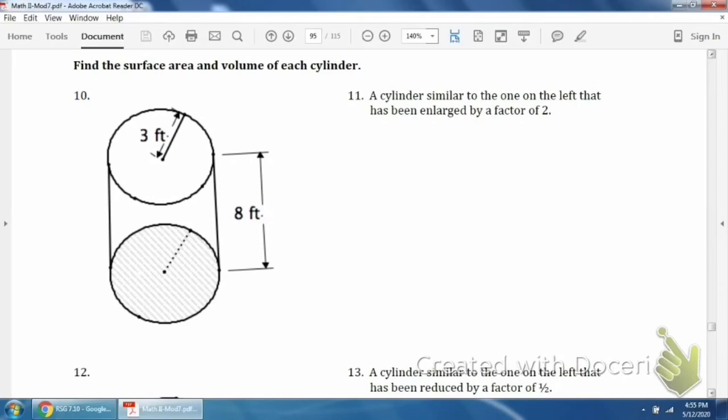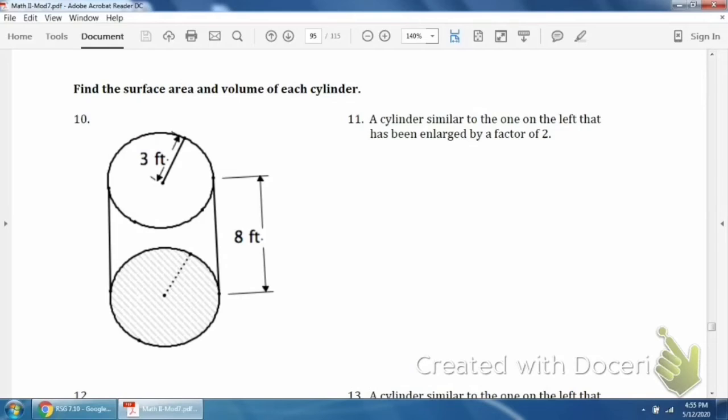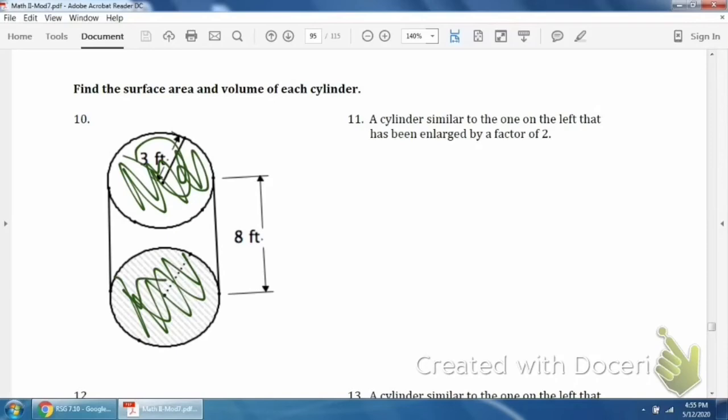Remember here, volume is pi r squared times h. Okay, and then the surface area, there's 3 surfaces here. Oh, you have the top and the bottom. Okay, so those 2 areas will be circles. That's pi r squared. And then you have the area of the side of the soda can.